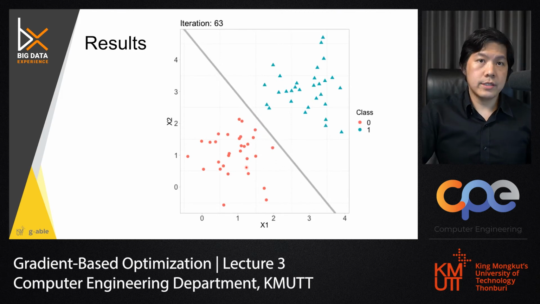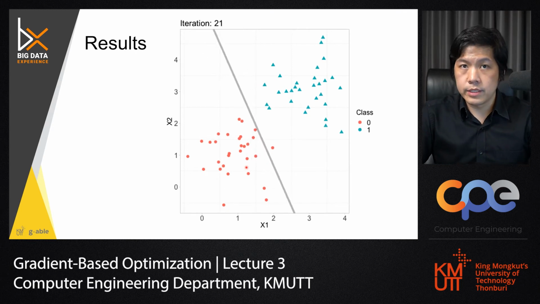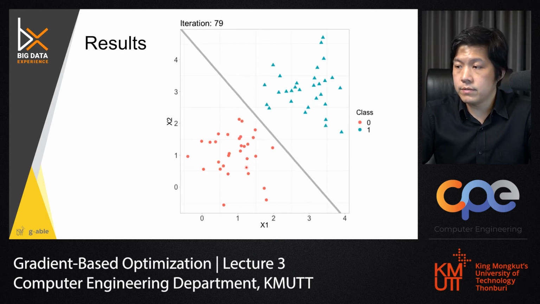Okay, any questions about the gradient of logistic regression before we move further?